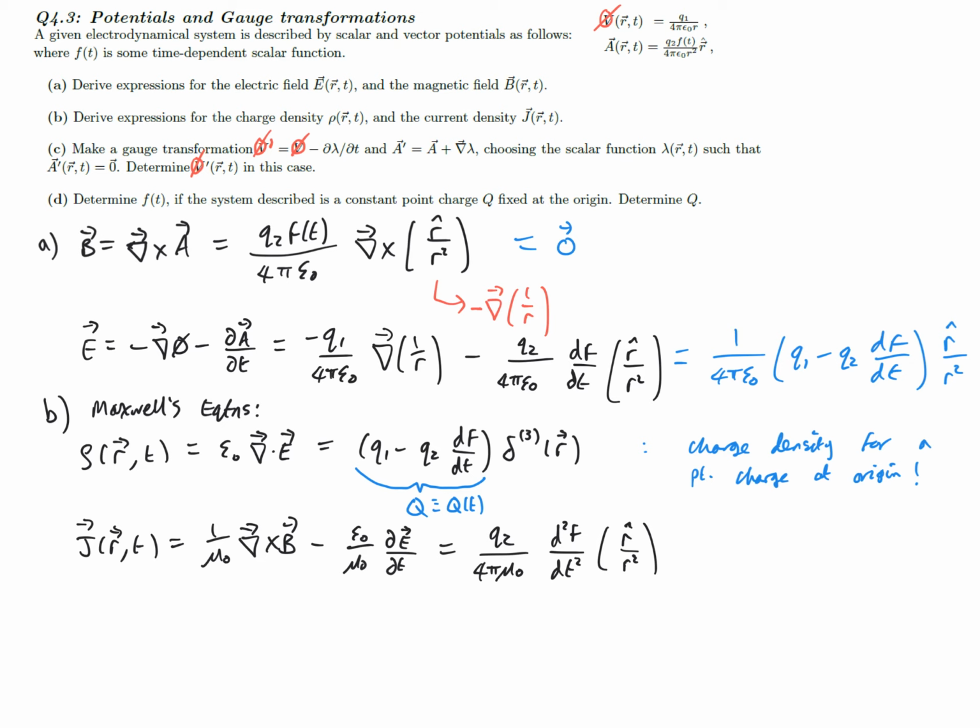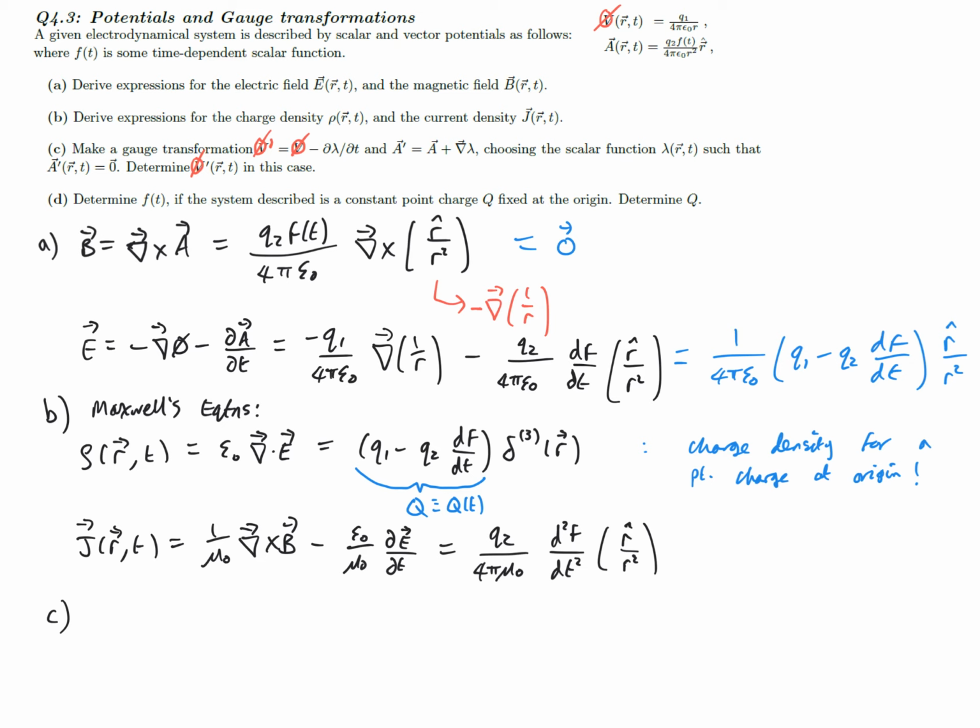Okay, all very interesting. Part C, make a gauge transformation phi primed is equal to phi minus d lambda by dt, which is the usual gauge transformation, and A primed goes to A plus the gradient of lambda. And here comes the difficulty in the question. Choose the scalar function lambda such that A primed is equal to 0. Determine phi primed in this case.